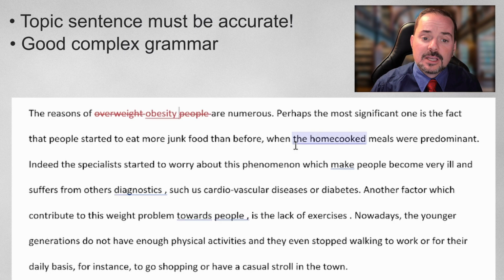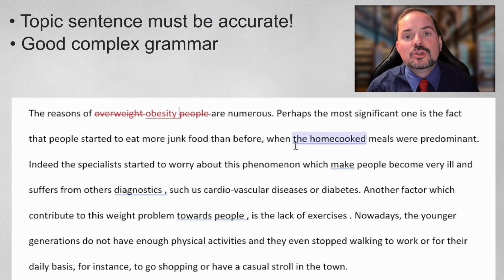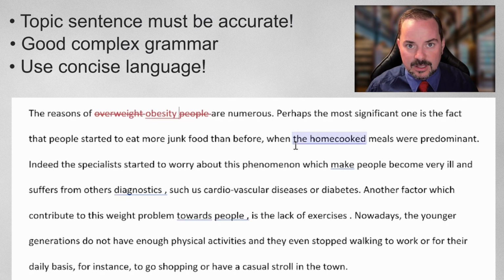Perhaps the most significant one is the fact that people started to eat more junk food than before. However, they use too many words, and this makes it slightly awkward and confusing. When practicing at home, practice to be concise. Avoid stating obvious information while making sure to include important information.